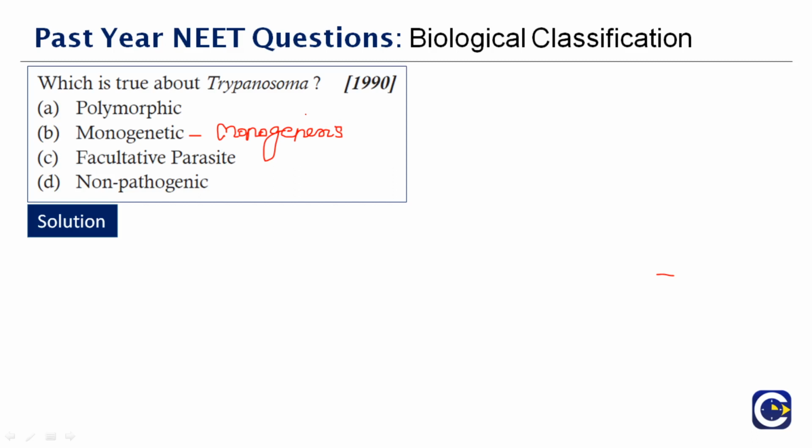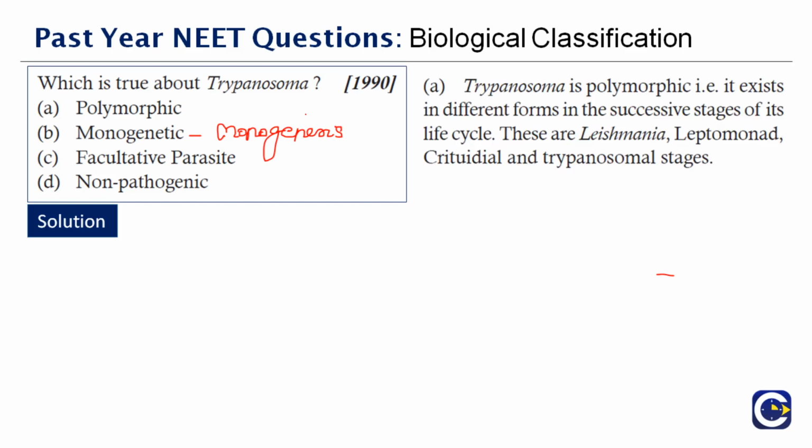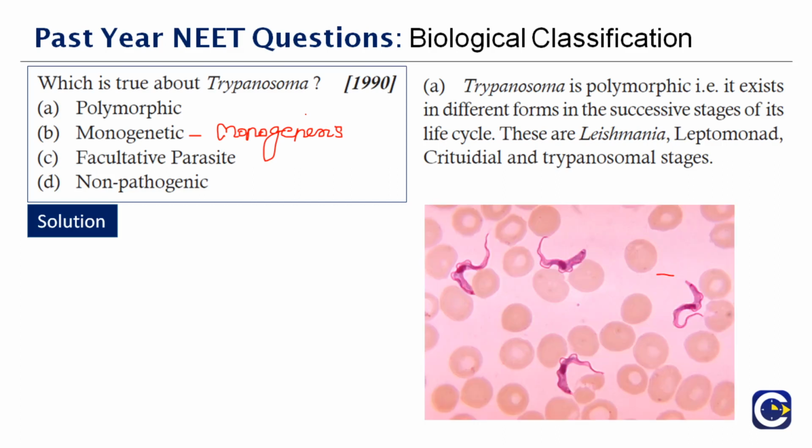Therefore the correct answer to this question is polymorphic, because Trypanosoma exists in different forms in successive stages of the life cycle. Okay, therefore the correct answer is option A. These are Leishmania, Leptomonas. Then they have explained the different stages which happen in the Trypanosoma. The correct answer is option A, polymorphic, and to your right side you can see a stained image of how Trypanosoma looks under the microscope.